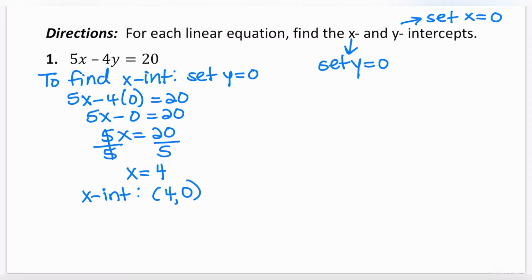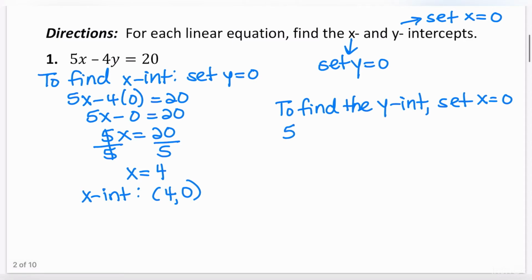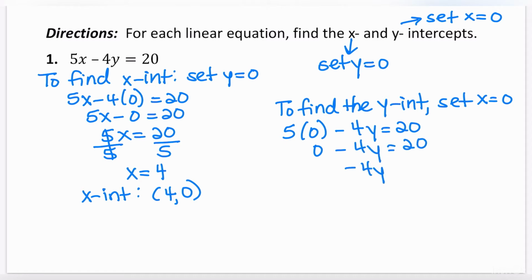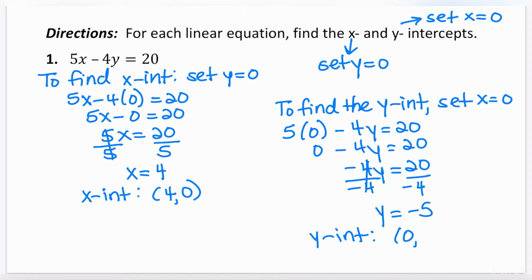Just like I found the x-intercept by setting y equal to 0, I can find the y-intercept. To find the y-intercept, we are going to set x equal to 0. So in this problem, 5 times x, remember we're going to set x equal to 0, so 5 times 0 minus 4y is equal to 20. So 5 times 0 is just 0, minus 4y is equal to 20, which means negative 4y equals 20. If you divide by negative 4 to both sides, then y is equal to negative 5. So that means that the y-intercept is the point 0, negative 5.